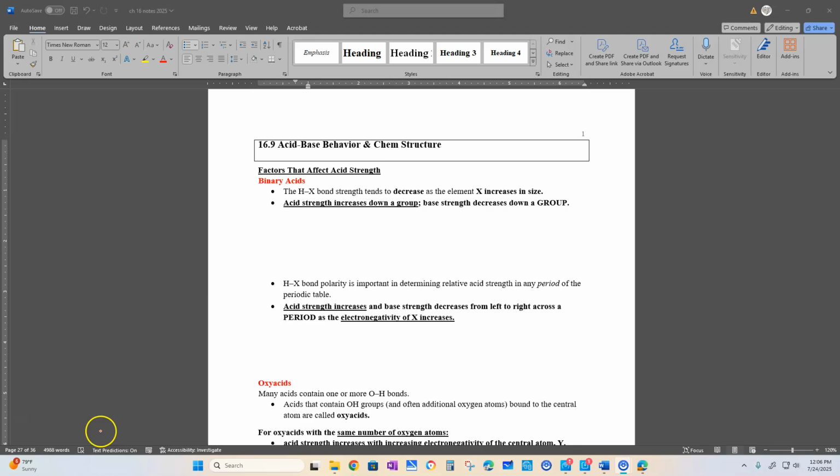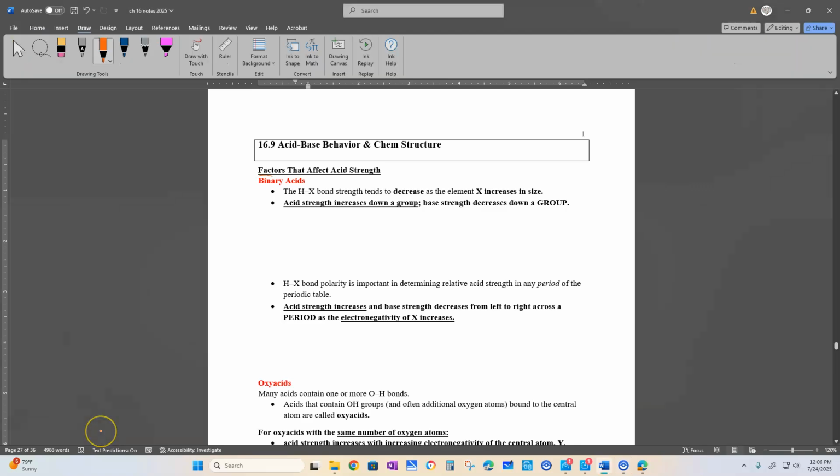So factors that affect acid strength: they can be a binary acid, and what binary means is two elements. And because we're talking about acids, we know it's an H with a nonmetal in the back, okay? With oxyacids, we know that these are more than two elements, okay? So like you would see H with a polyatomic, but because it's an oxyacid, that polyatomic contains obviously oxygen, okay? So let's deal with the binary first.